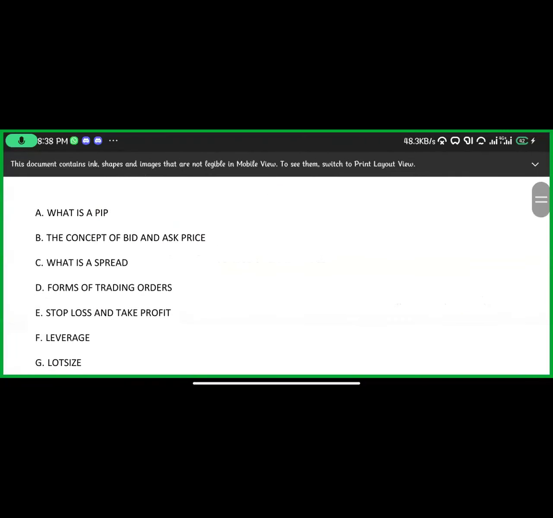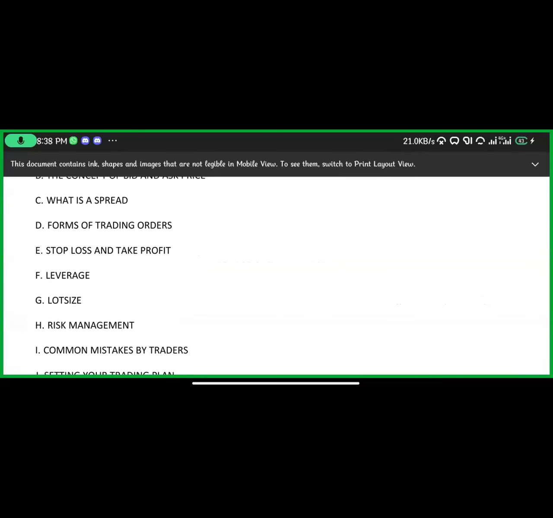And what's the content? What is a PIP? We need to understand the concept of a PIP. What do we understand by it? Bid price, ask price, and spread. That's what I'm going to talk about. I will not even touch the spread in depth, but I'm going to explain about it.